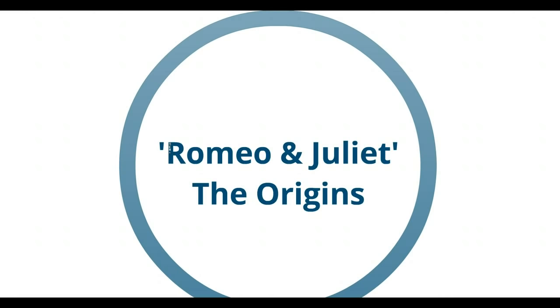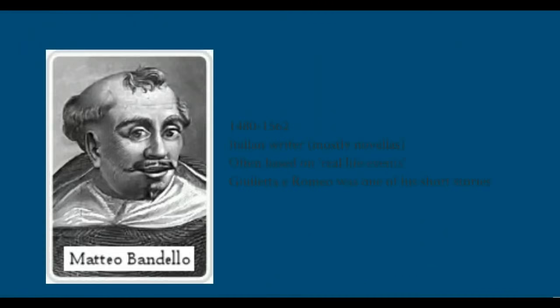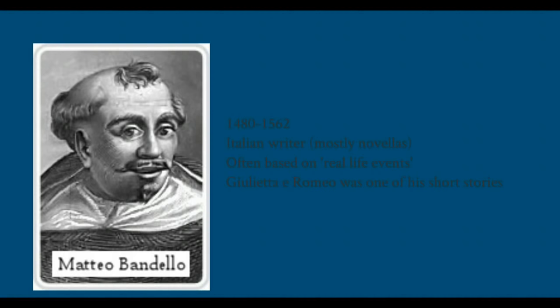in this video. Because Romeo and Juliet was actually written by an Italian writer called Matteo Bandello, who was alive from 1480 to 1562. He wrote a lot of short stories or novellas, not quite short stories, but a short novel. And often his stories were based on real life events, which he had heard of through his contemporaries and friends. And he wrote Giulietta e Romeo, the story we now know as Romeo and Juliet. That was one of his stories. It appeared as a short story in a collection of stories. And he is the original writer.